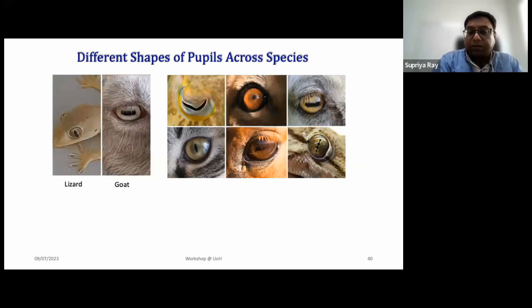You can skip that, but I just wanted to tell you that the pupil is not circular across species, and that has some kind of reason, which is good for their survival.